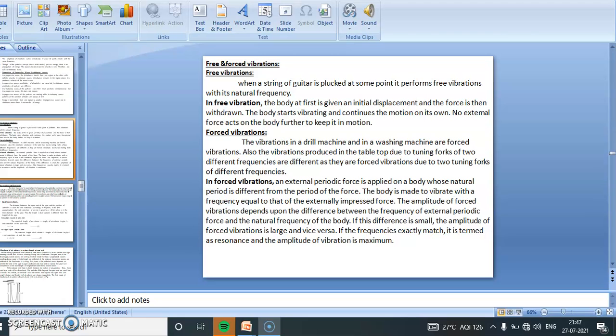In forced vibration, an external periodic force is applied on a body whose natural period is different from the period of the force. The body is made to vibrate with a frequency equal to that of the external impressed force. The amplitude of forced vibration depends upon the difference between the frequency of the external periodic force and the natural frequency of the body. If the difference is small, the amplitude of forced vibration is large, and vice versa. If the frequencies exactly match, it is termed resonance and the amplitude of vibration is maximum.